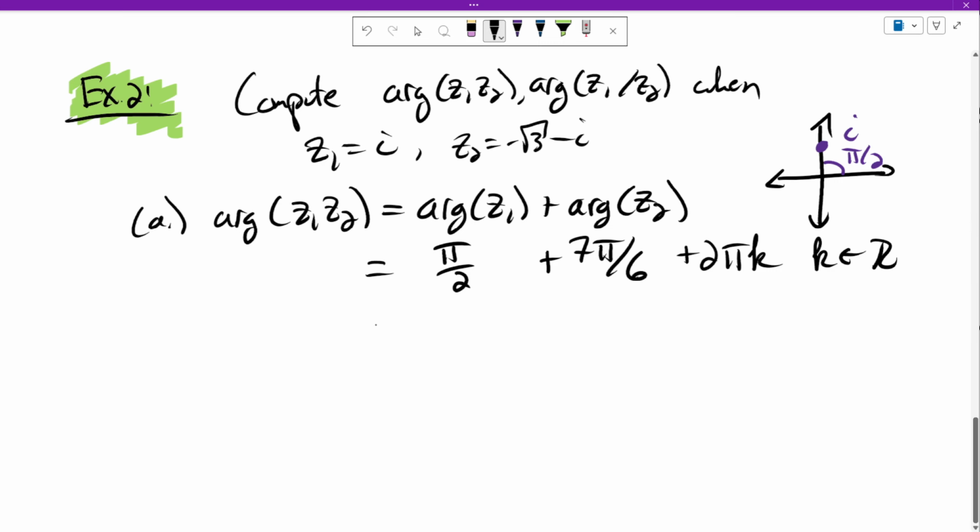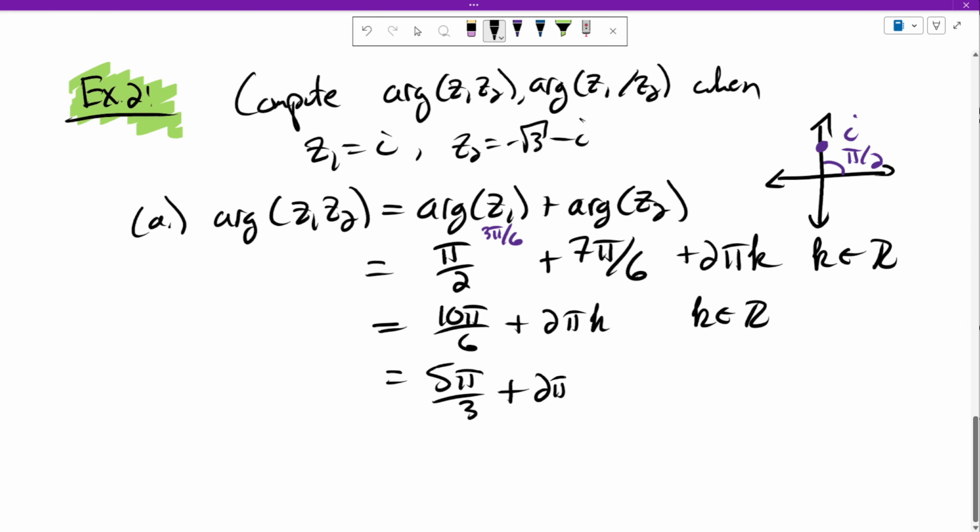Well, now let's add these together. Pi halves is like 3 pi 6, I think. So 3 plus 7 is 10 pi 6, plus all of our full rotations that we can add in. And non-reduced fractions bother me, so we're going to write that as 5 pi thirds. All right, so that is the argument of the product, and that is one way in which we can compute it in this example.